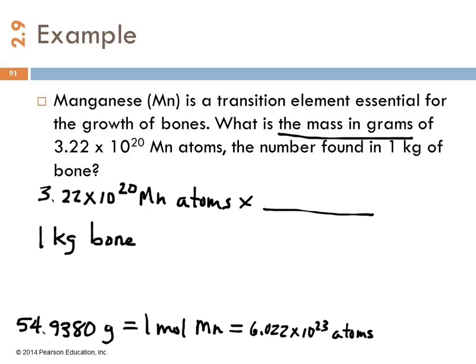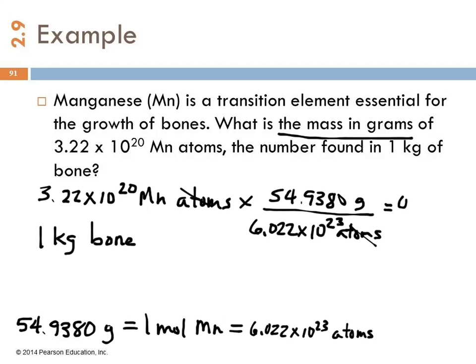So we can do this in one step. We want atoms on the bottom. We want grams on top. We're careful not to swap units and numbers. They have to stay together. This 54.9380 grams. Atoms cancel atoms. 3.22 E20 times 54.9380 divided by 6.022 E23 equals 0.0294 grams.